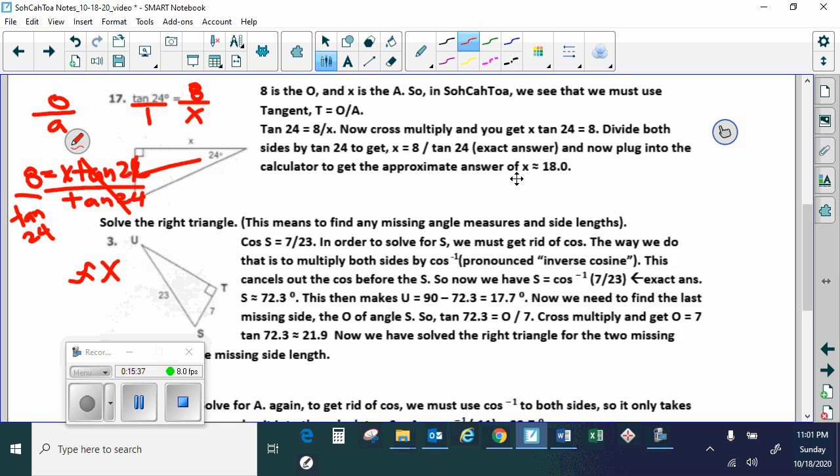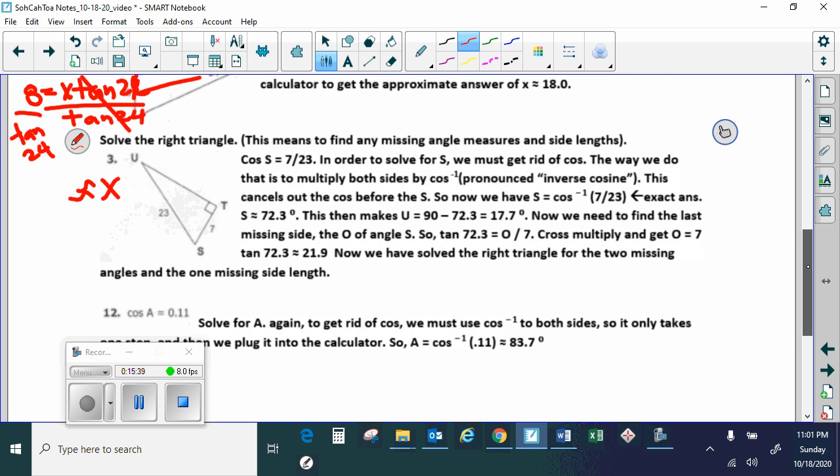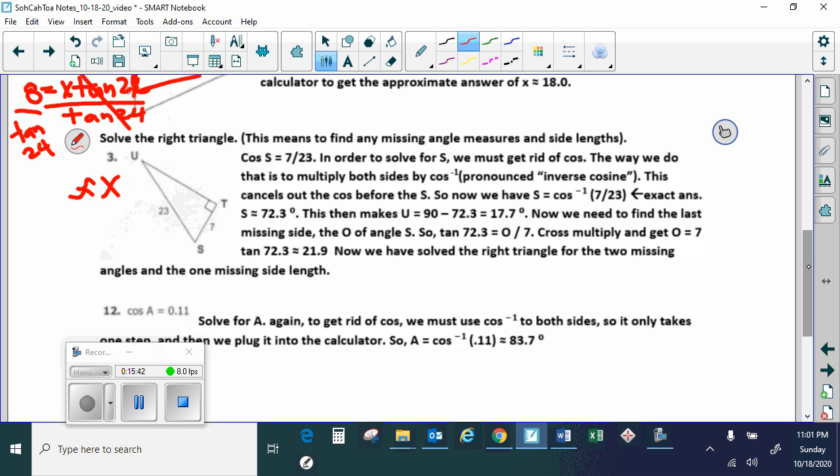Now if you see a problem where it says solve the right triangle, that means solve for any missing angles and side lengths, all of them. So we get all three angles and all three side lengths. That's what it means to solve the right triangle. And you're going to do this again in Algebra 2 and Pre-Calc.